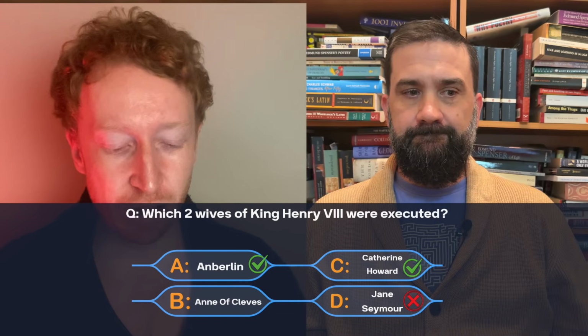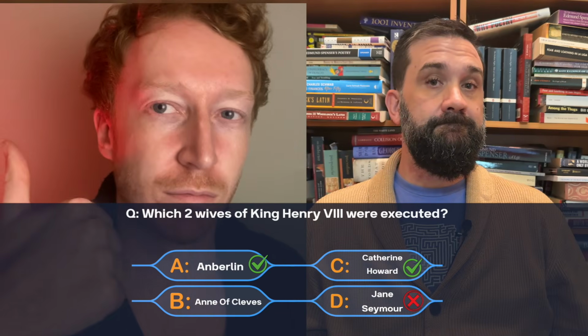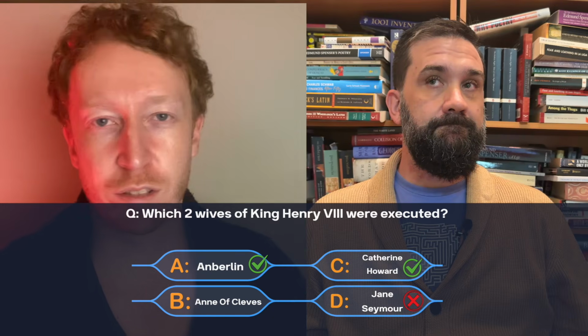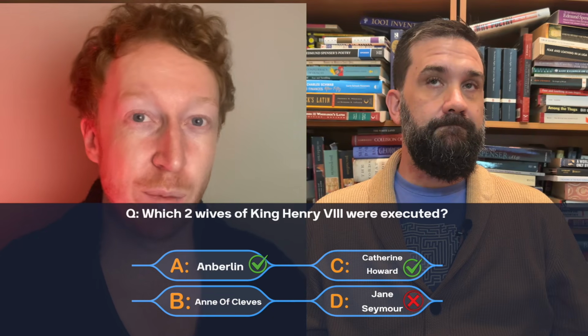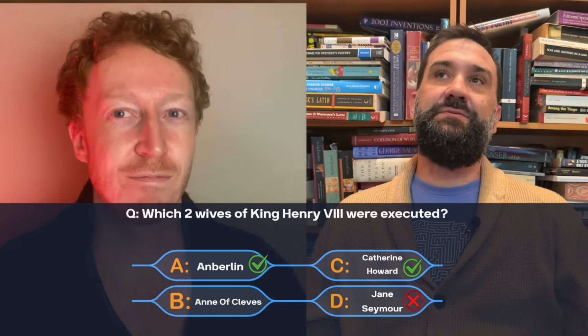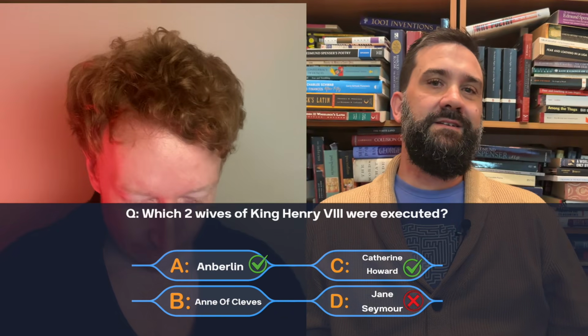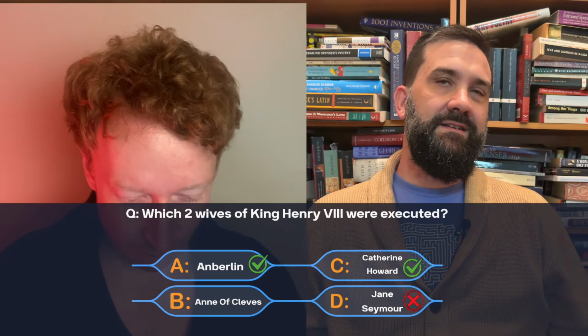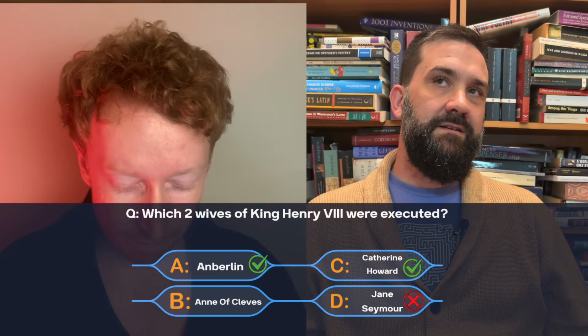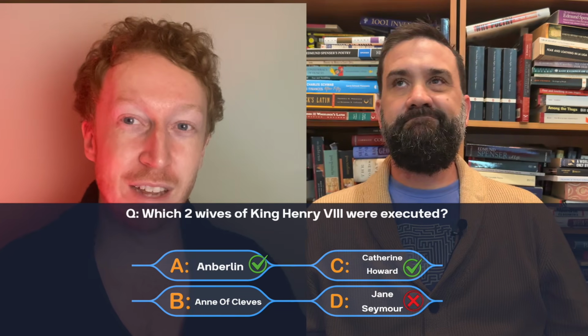I'm afraid the correct answer is, yes, Anne Boleyn is correct, but the second answer was Catherine Howard. Oh, that's right, yeah. She was the one from Spain, right? She was a cousin of Anne Boleyn. I don't know if she was from Spain, but hey. Point is, you got it wrong.